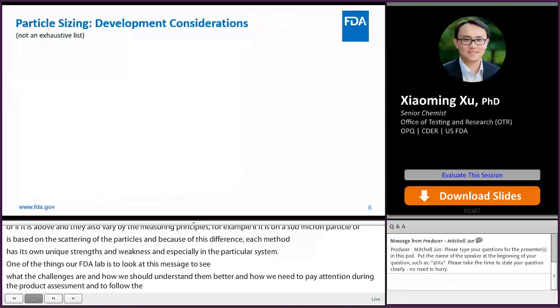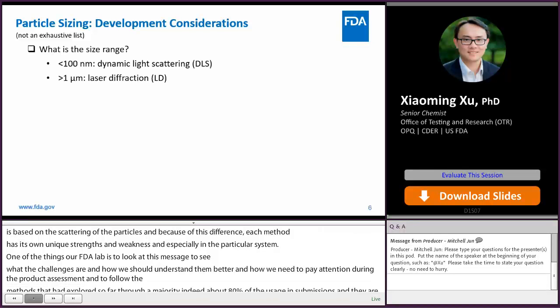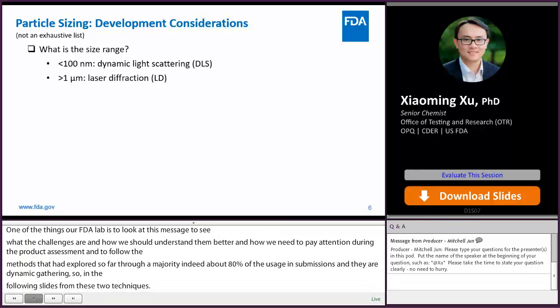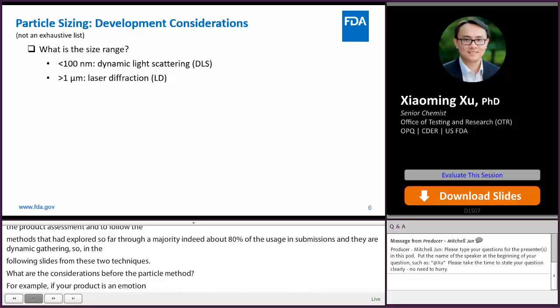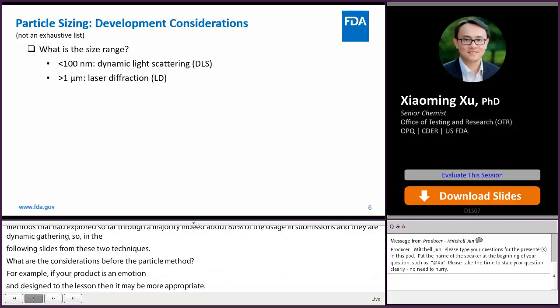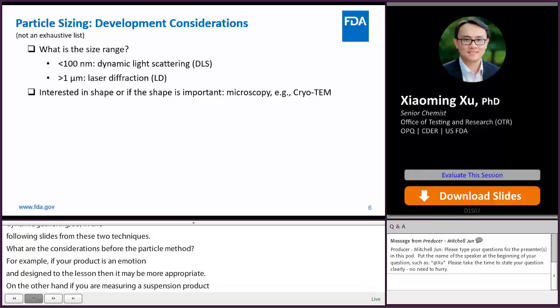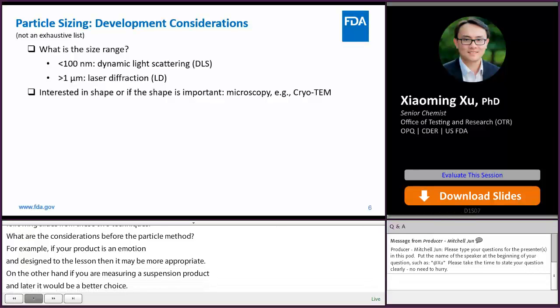What are the considerations when you are developing a particle sizing method? First, you should determine if the size range of the technique is appropriate or not. For example, if your product is an emulsion designed to have a globule size of less than 100 nanometers, then DLS may be more appropriate. On the other hand, if you are measuring a suspension product of about 5 microns, then laser diffraction would be a better choice. So first things first, select the more appropriate technique. The second thing to consider is whether you are interested in finding out the shape of the particles, or if you know morphology is important. In this case, you might want to use microscopy-based methods such as cryo-TEM as a complementary technique.